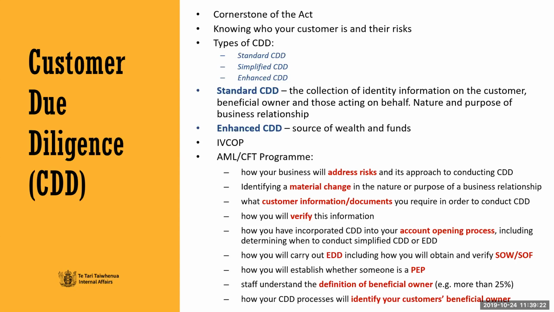Standard CDD is most likely to apply to most customers, especially those local to you. It involves the collection of identity information on the customer, beneficial owner, and those acting on behalf, and then the verification of that information. Verification for beneficial owners or those acting on behalf is according to the level of risk. You also need to collect information on the nature and purpose of the proposed business relationship between you and the customer, and sufficient information to determine whether the customer needs enhanced CDD applied.